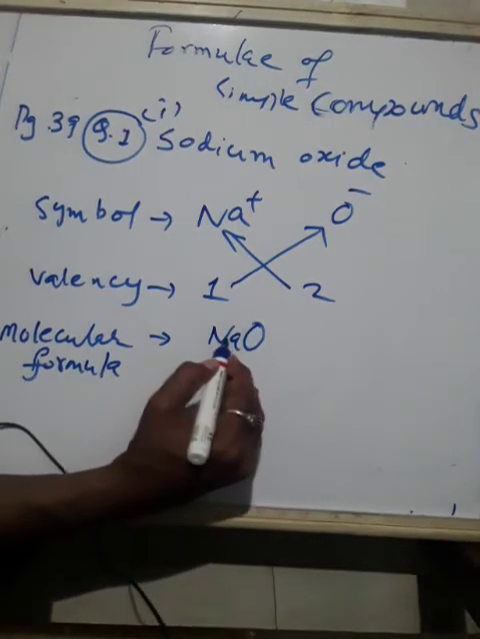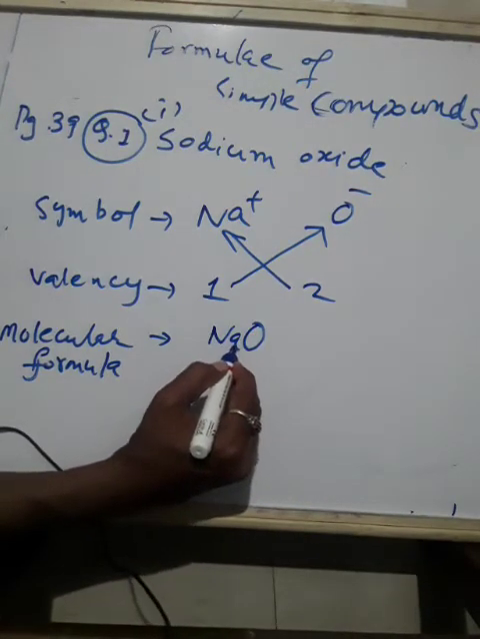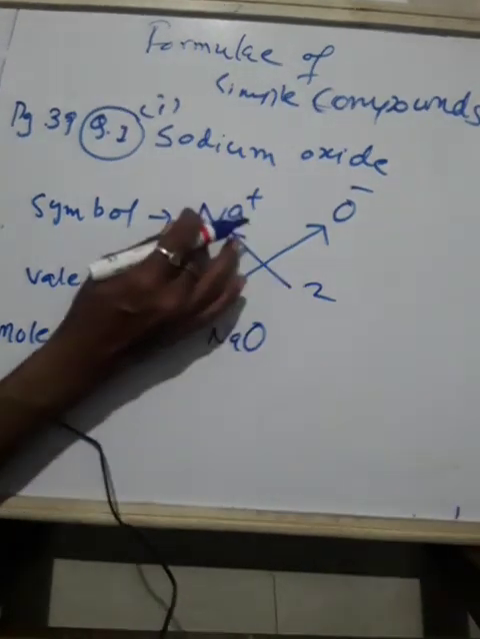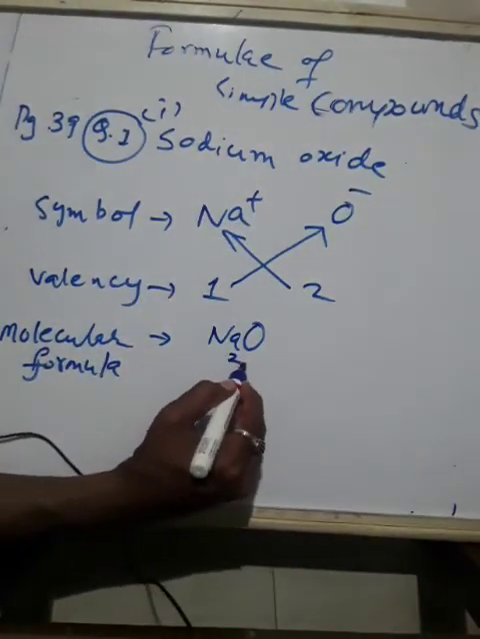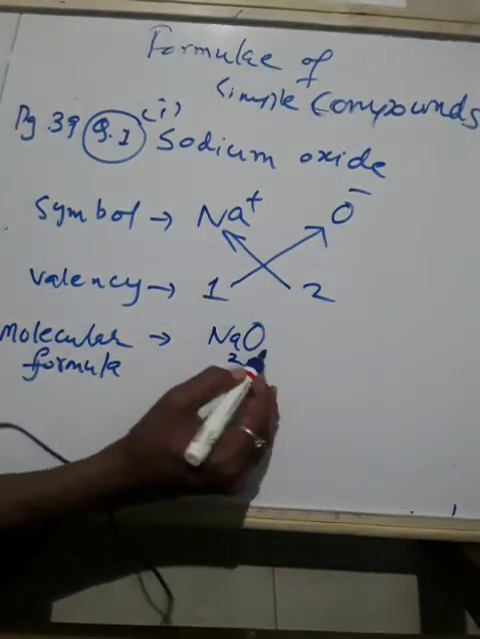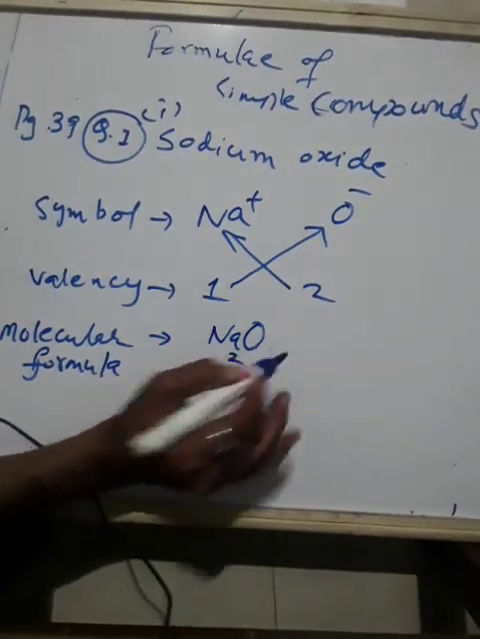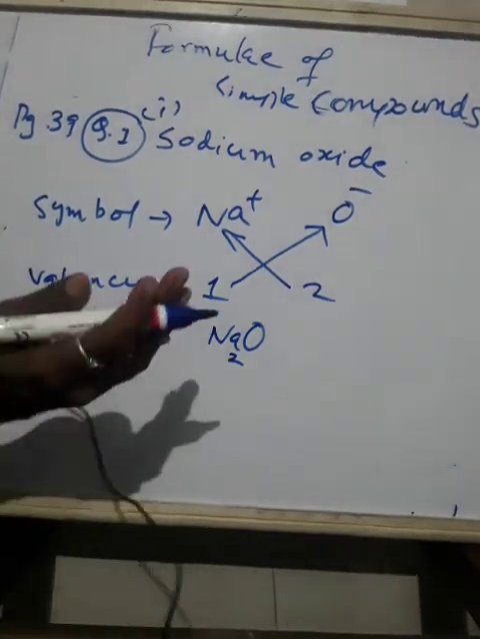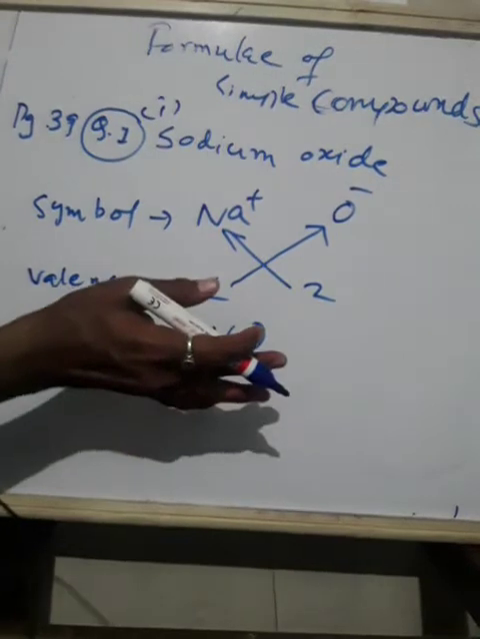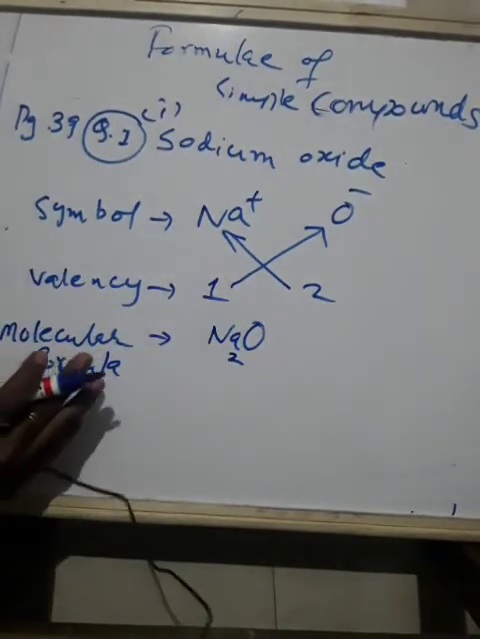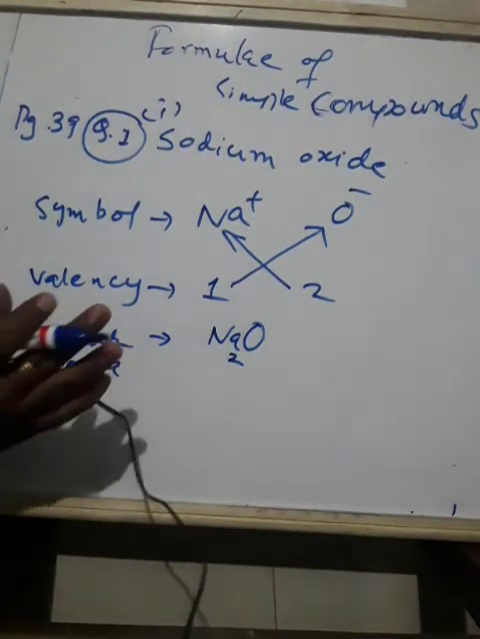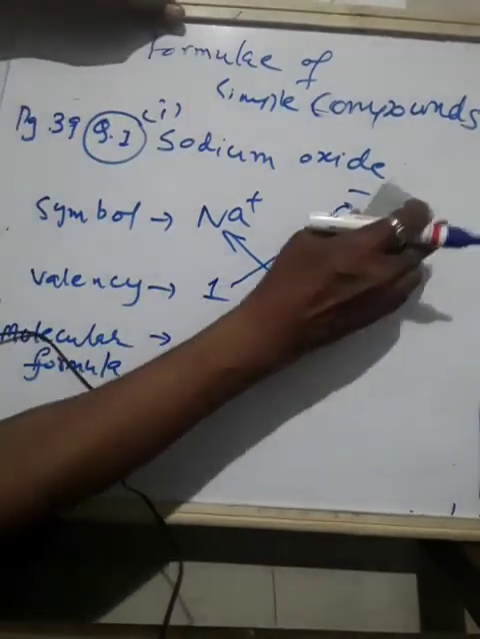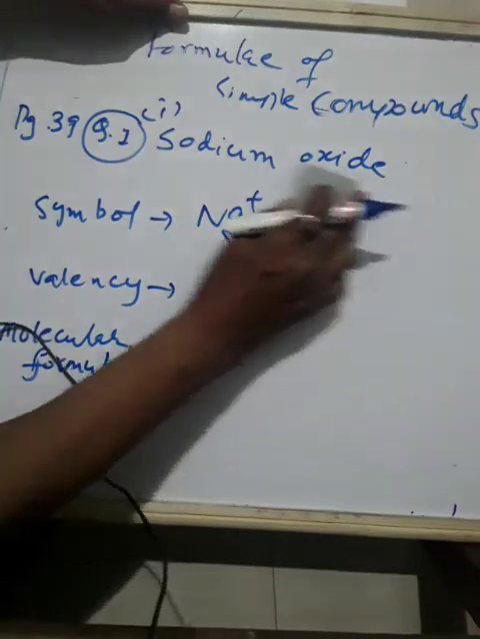There is a method of writing also: Na, N capital, A small, O capital. Na2 is taken by whom? Sodium. So we write Na2. And 1 is negligible, no need to write 1, it is understood. O means 1 only. So the chemical formula or molecular formula for sodium oxide is Na2O. This is one example. The second one I will give as homework. Okay, one more.